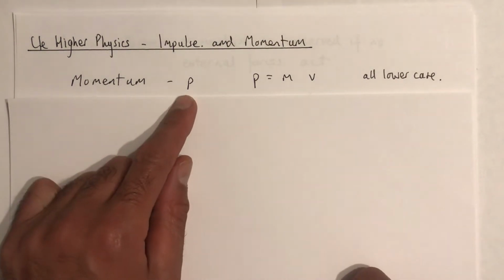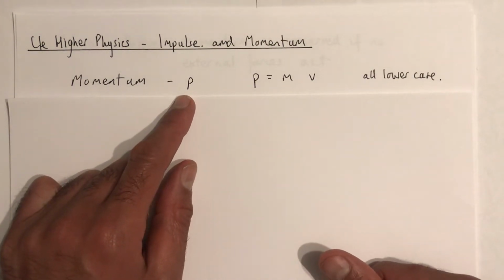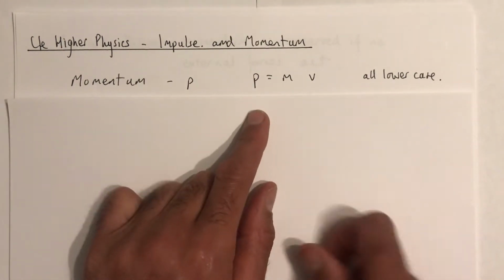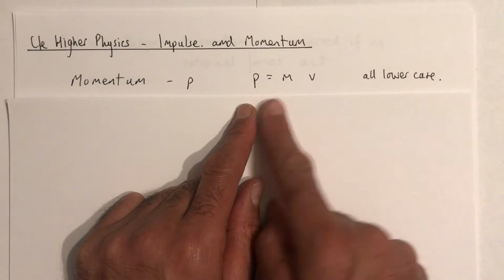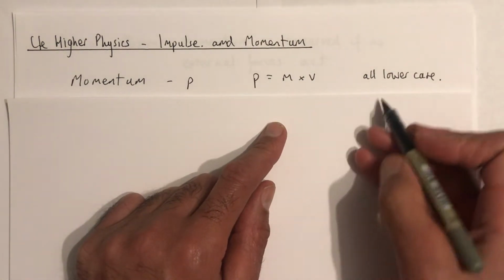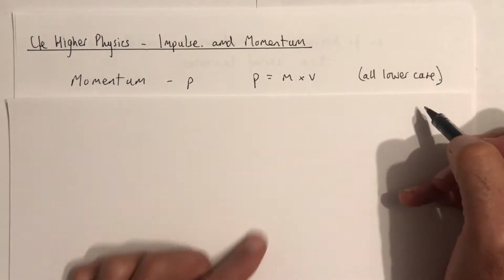Momentum is given the symbol lowercase p in physics. Okay? Uppercase P is for pressure. So, lowercase p, and it's the product, i.e. what you get by multiplying mass and velocity. And that is all in lowercase.